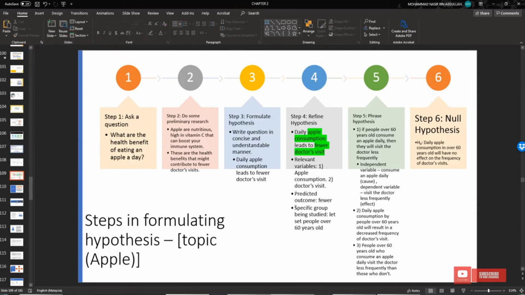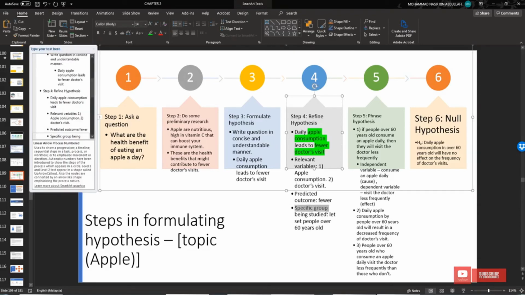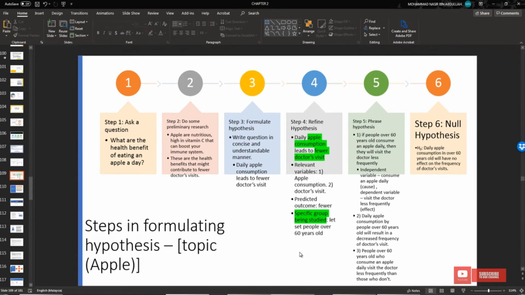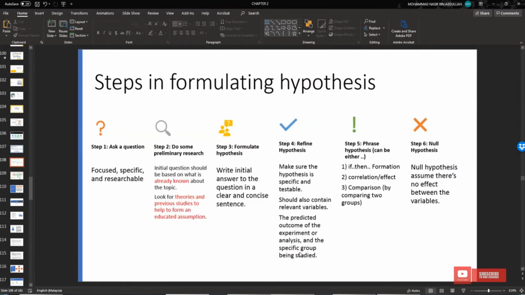So we also need to know what our specific group being studied is in our hypothesis, right? So let's set the group as people over 60 years old, right? Step number 5, we need to phrase the hypothesis. To phrase the hypothesis, we can do it in 3 ways, right?